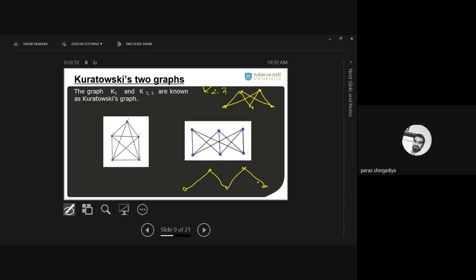Okay, how many edges remaining? 2 edges remaining. So one, consider the upper part of the graph, connecting these two vertices, and second, consider the lower part of the graph. Clear? That is the actual shape of the K23, and that is a modified shape of the K23.